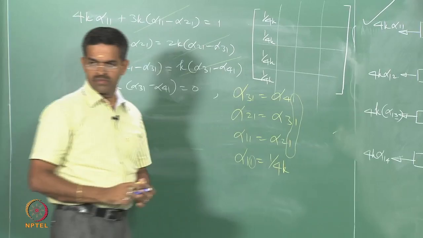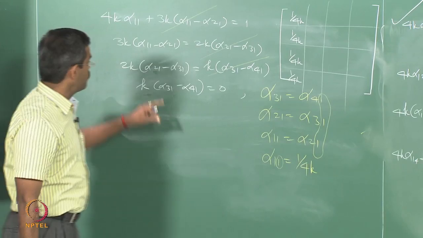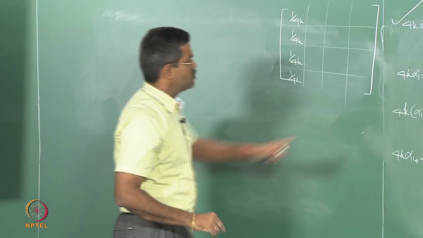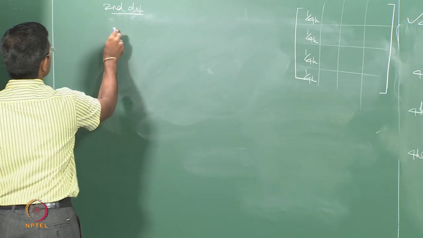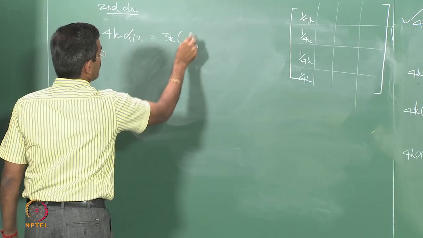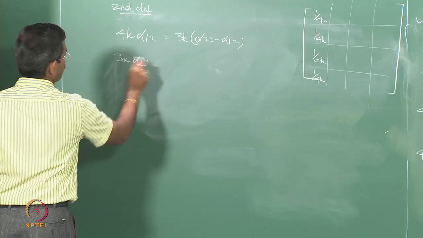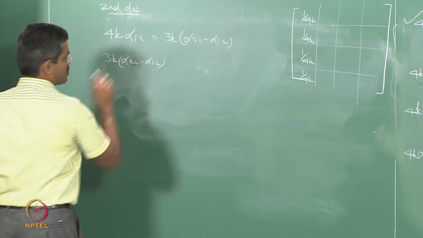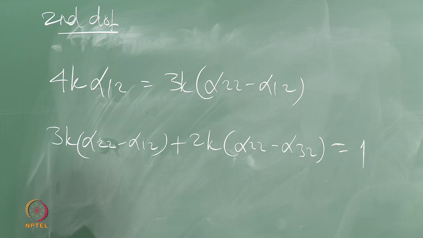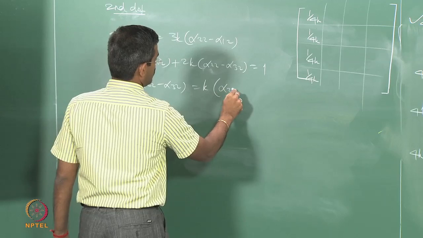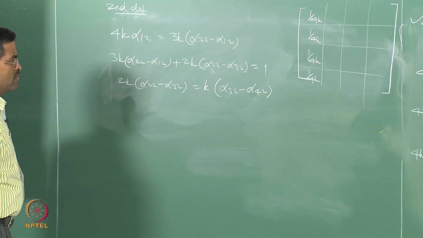Just for our understanding further, I will write one more force equilibrium equation for the second degree. So, let us do it for the second degree here. 4k alpha 1 2, this is for second degree of freedom. 4k alpha 1 2 will be equal to 3k of (alpha 2 2 minus alpha 1 2) plus 2k of (alpha 2 2 minus alpha 3 2) will be 1. 2k of (alpha 2 2 minus alpha 3 2) will be equal to k of (alpha 3 2 minus alpha 4 2).